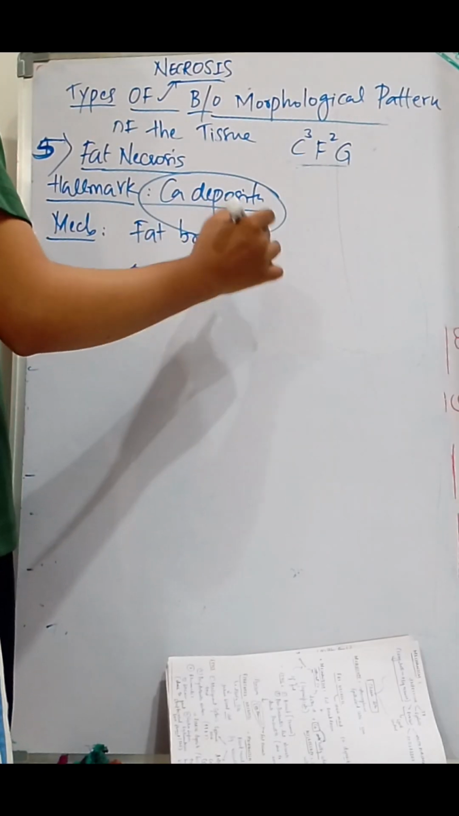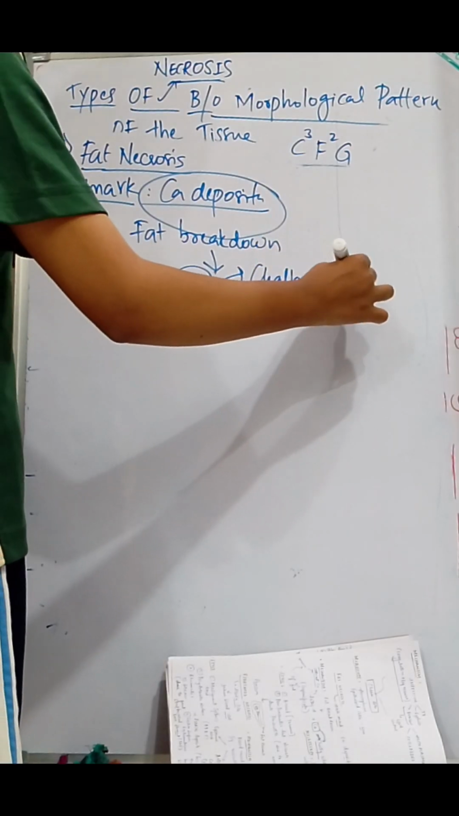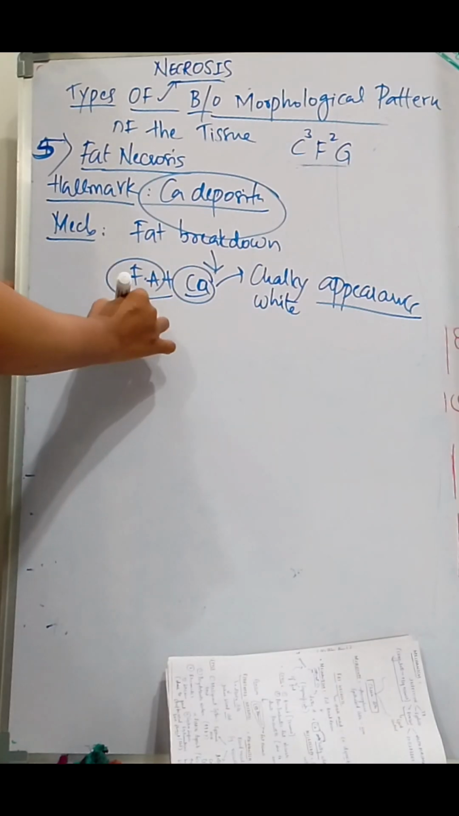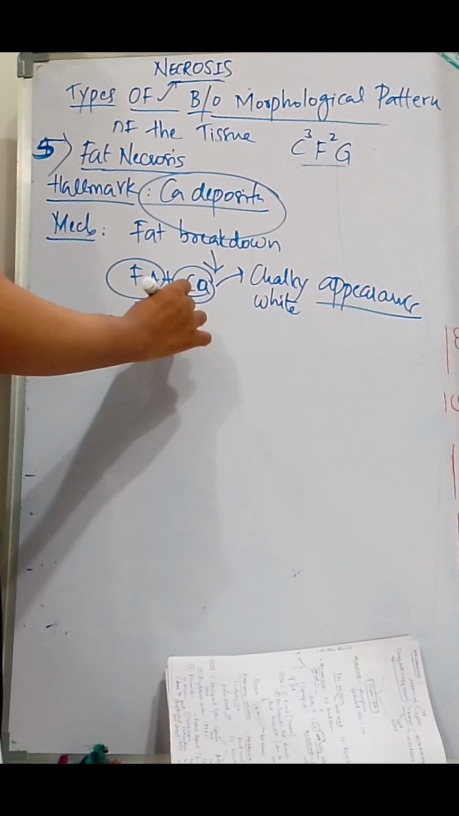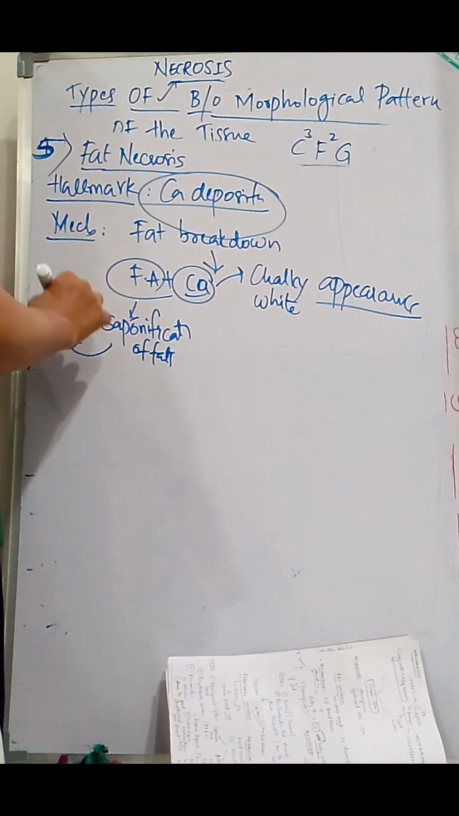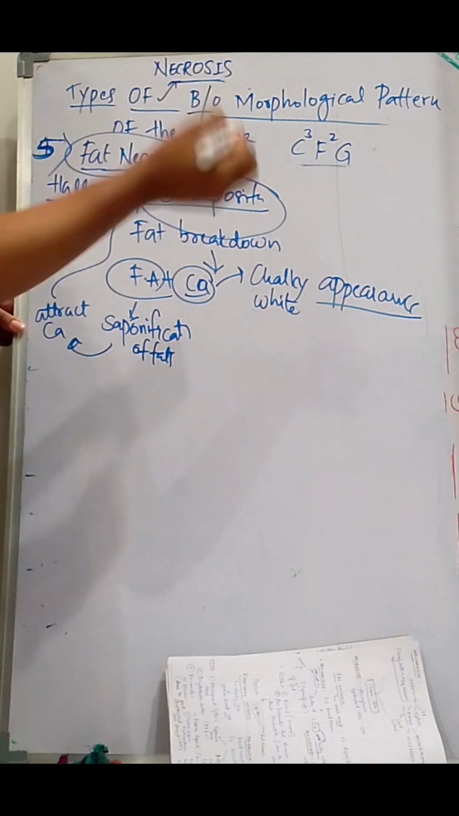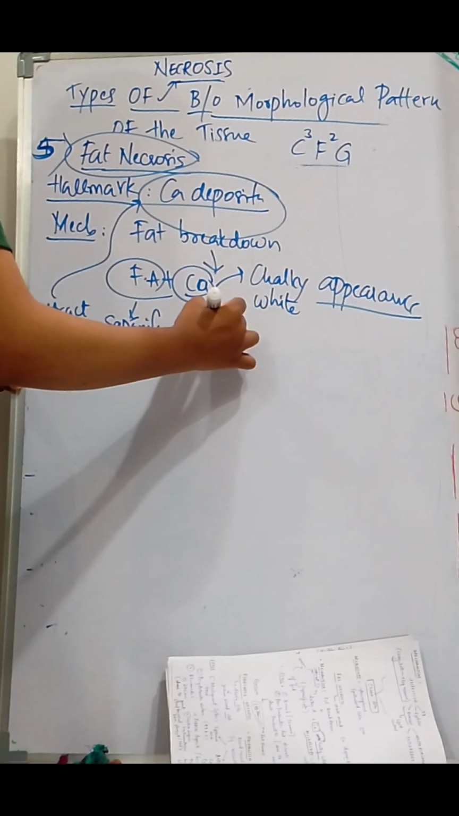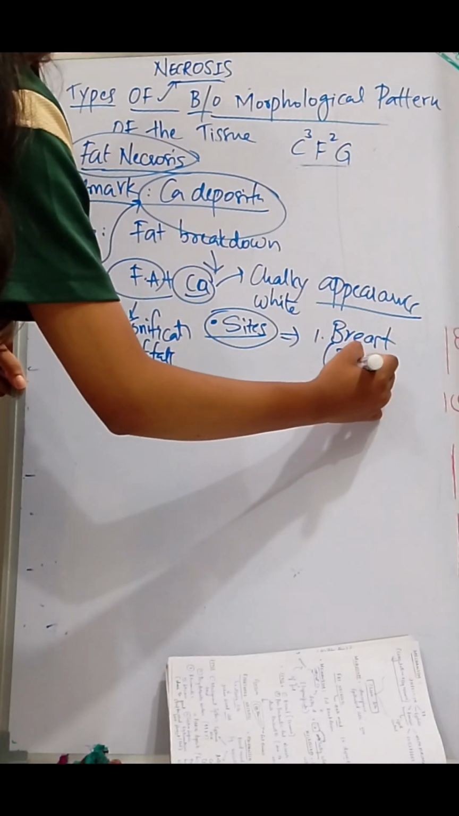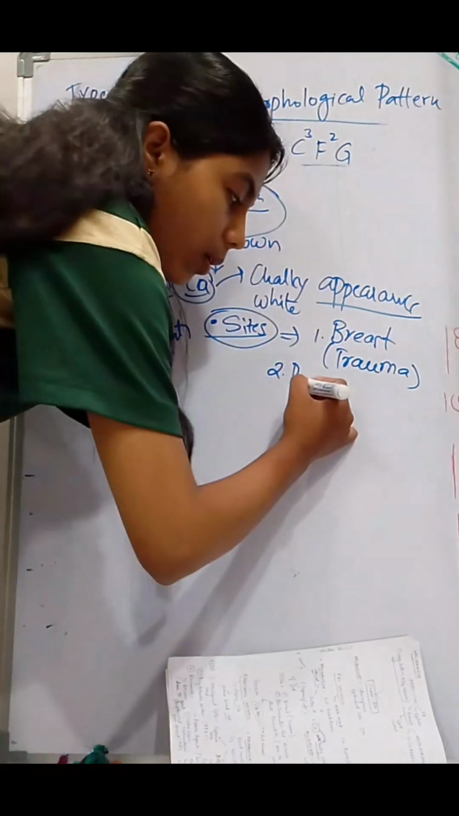Fatty acids plus calcium. The calcium which has a chalky white appearance, and these fats have the property of saponification of fats. Fatty acids have the property of saponification of fats, which means they attract the calcium. Hence, there are calcium deposits seen in this fat necrosis. The sites. First is breast in the case of trauma, and the second is peripancreatic fat necrosis.